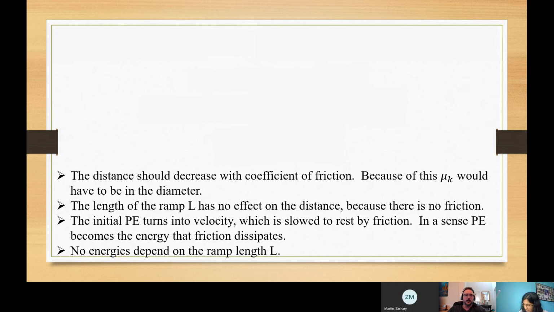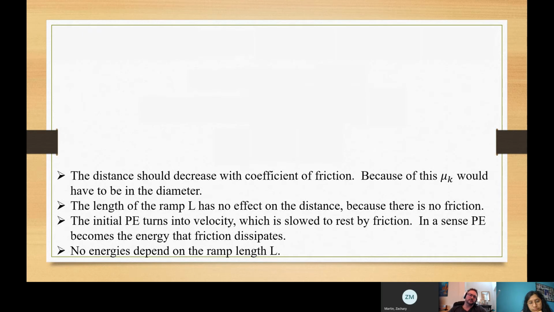Second piece, the length of the ramp L has no effect on the distance because there is no friction. Well, duh, we already stated that before, that the L and the mu have nothing to do with each other because there's no friction. It's beautiful. It's like a gift when you get those types of problems. Hopefully you picked up that the L and the mu shouldn't really affect each other because they're in different locations. And because there's no friction there, it's the same thing as just dropping it.